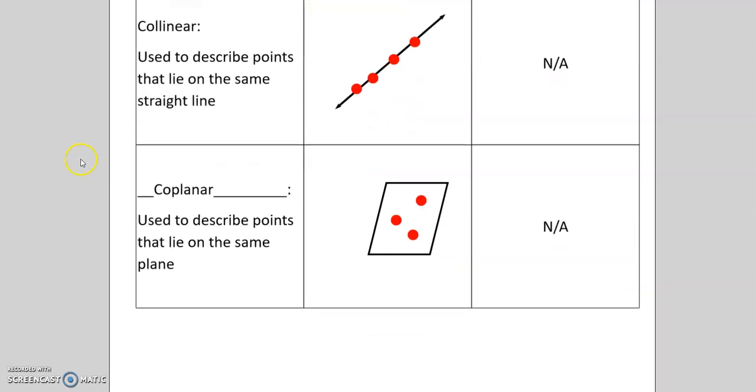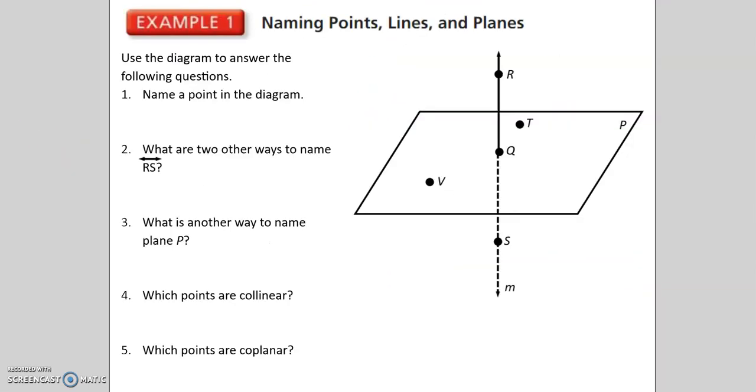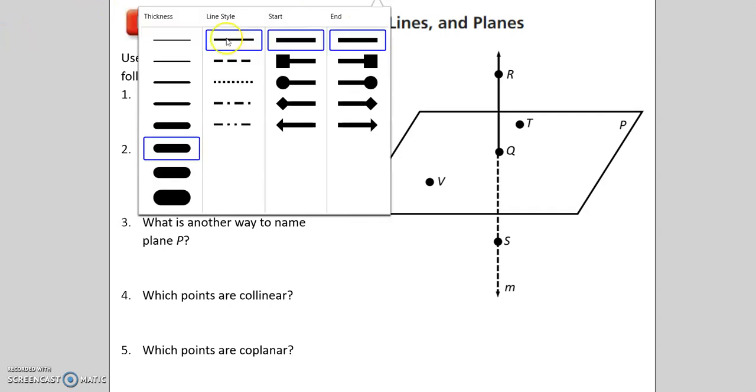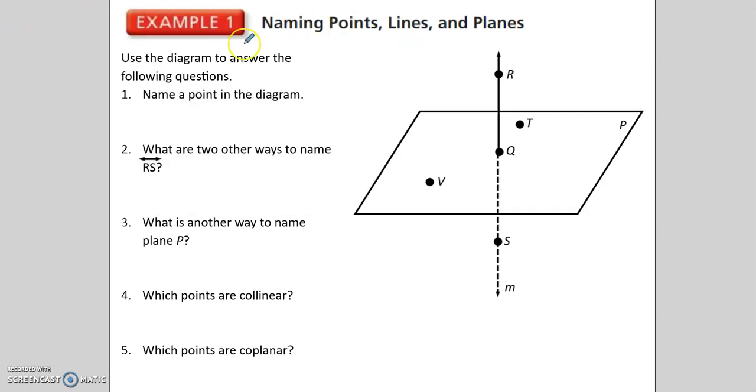Where are these vocab words going to come up in a problem? Let's take a look here. So we're going to use that diagram to answer the following questions. First question, name a point in the diagram. Super easy. Find me any point on the diagram. What's it going to be? Point V, right? Okay, fine. Perfect. Could be point T, point Q, anything on that diagram.